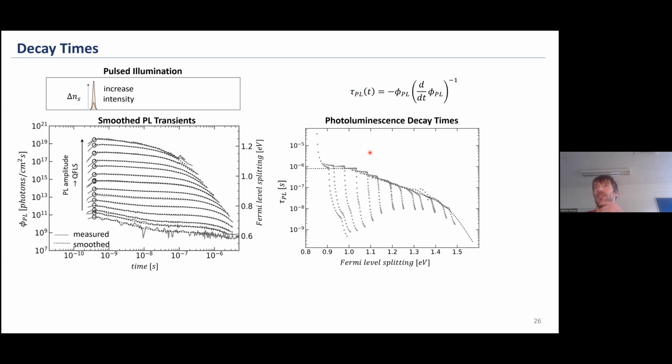And then what especially the Kirchartz group likes to do now is to plot this differential decay time versus the quasi-Fermi-level splitting. So they also calibrated their setup to absolute photon numbers, and then you can translate these photon numbers into quasi-Fermi-level splitting. Yeah, and basically you can translate the whole curves over here into decay time versus quasi-Fermi-level splitting. And then you end up with something like this, which looks a little crazy, a lot of dots.